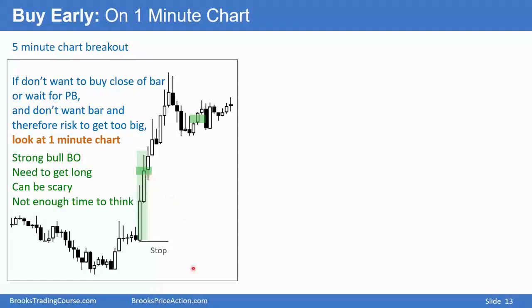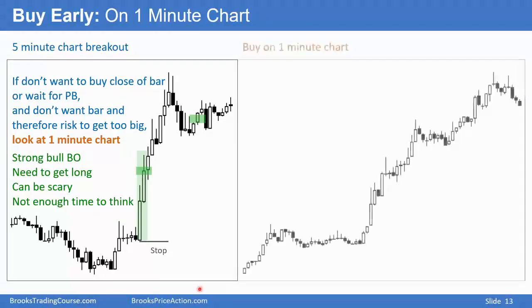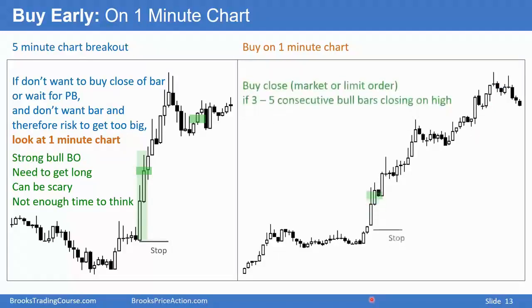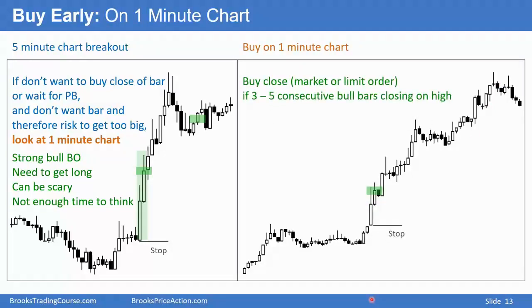An alternative is to take a look at a smaller time frame chart. This is a 5-minute chart. You can look at a 1-minute chart. And this is the same chart, but a 1-minute chart. Instead of buying that close, you might look at this and say, well, it's a pretty strong breakout. Maybe I'll buy the close on the 1-minute chart. Or we have a bear bar, a small pullback. Maybe I'll buy on a stop above the high of that bear bar, betting on some follow-through buying.